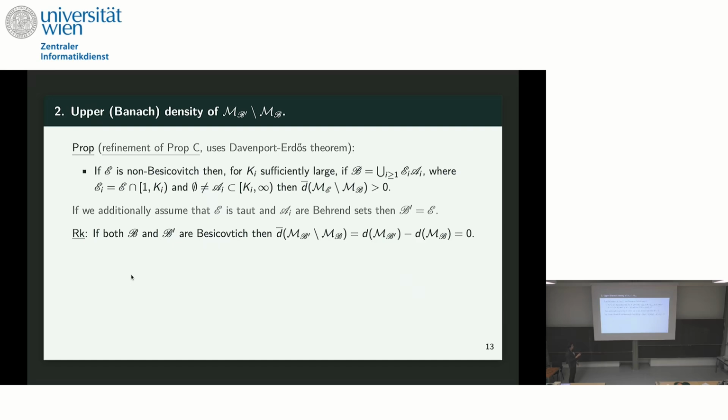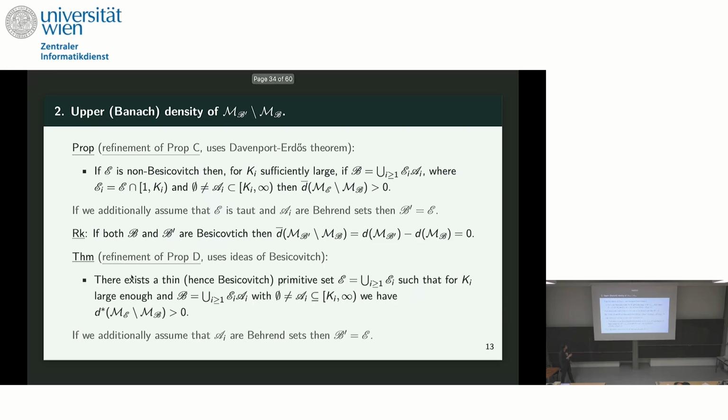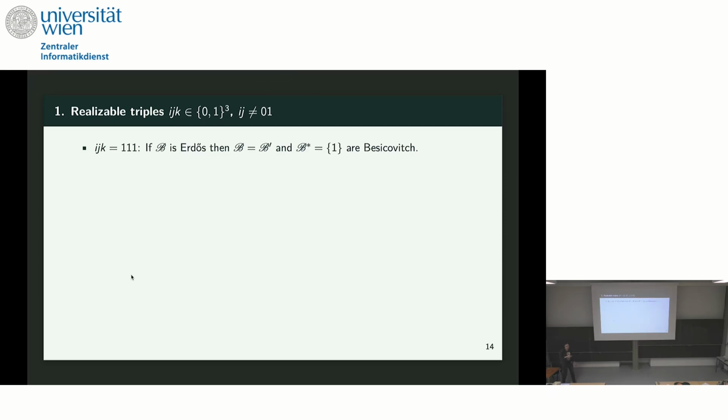So this is 0. So if both of them are Besicovitch, you cannot have hope that the upper density will be positive, but nevertheless, the upper Banach density can happen to be positive. And we were able to construct a thin and therefore Besicovitch primitive set E such that for k_i large enough and the set B being the union of products of scales and patterns, this holds. And again, we need to make sure that this B prime will be equal to E, so we assume additionally that these A_i's are Behrend sets. Okay, so that was about question 2.